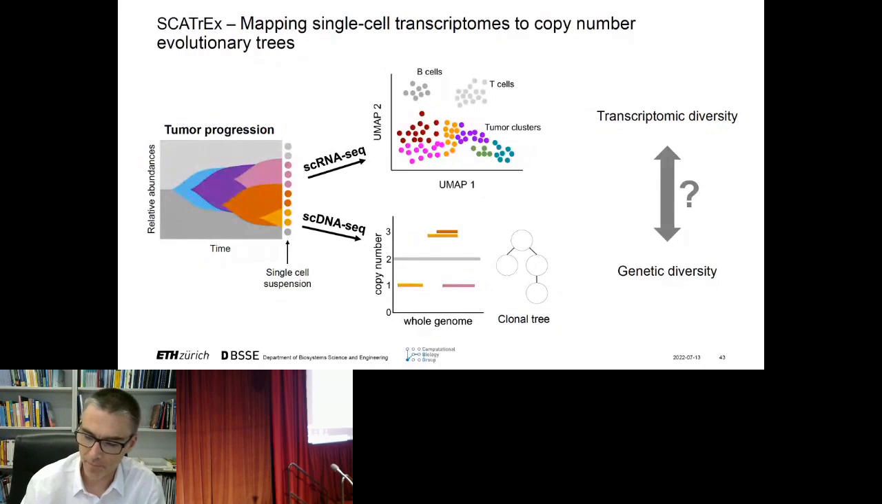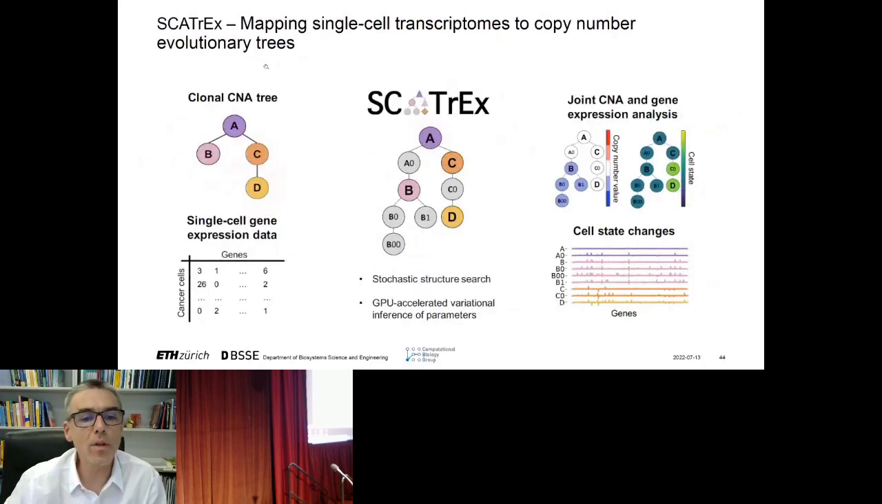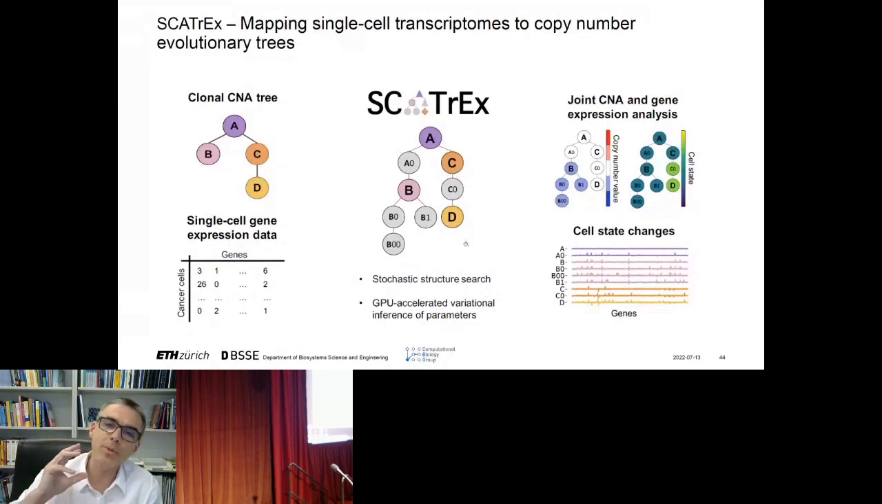So the question is, how do these two relate to each other, and how can we analyze both of these jointly? Well, the model that Pedro Ferreira actually came up with is called SCATREX, and it takes as input the clonal CNV or CNA tree, so that's the tree that has as events only copy number alterations, and it takes the single-cell gene expression data. And what it tries to do now is to map the expression data onto the clonal copy number tree, indicated here by the additional gray node. So this is what we call the augmented tree.